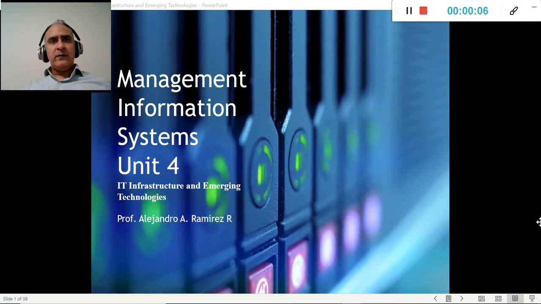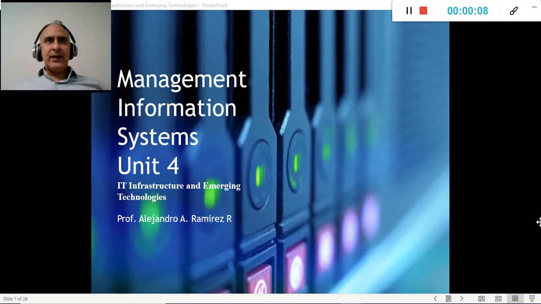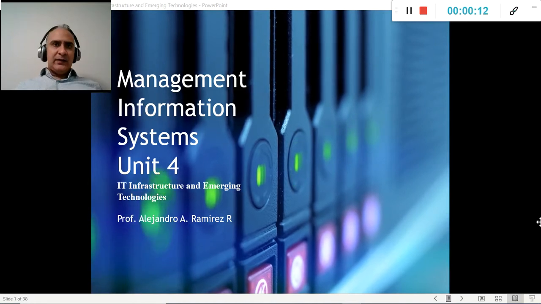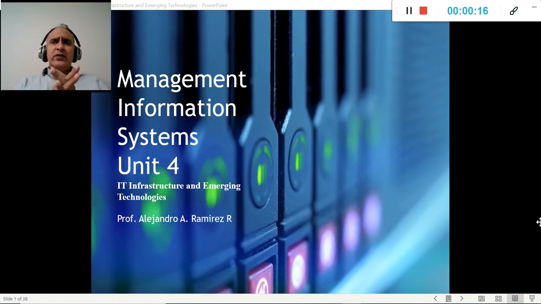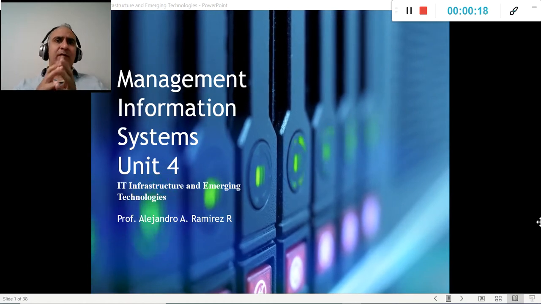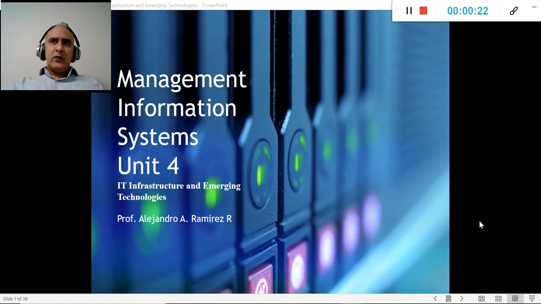In Unit Number 4, we're going to be talking about infrastructure. So we're going to talk about IT infrastructure. This is very simple. We're talking about the hardware. We're talking about the physical part mostly. So let's go through it.